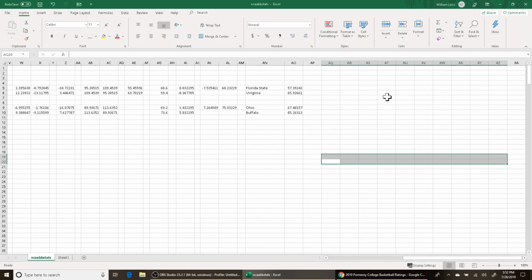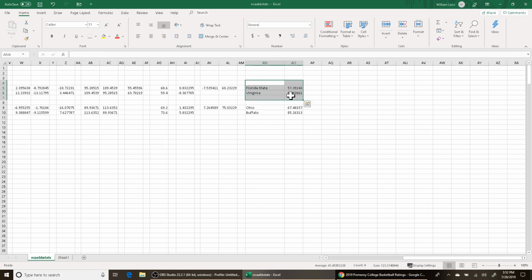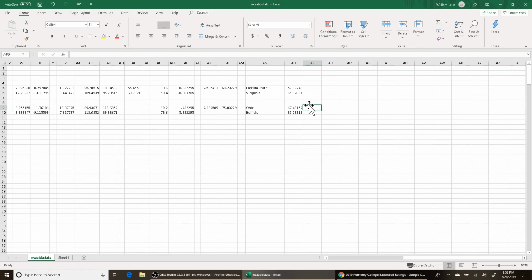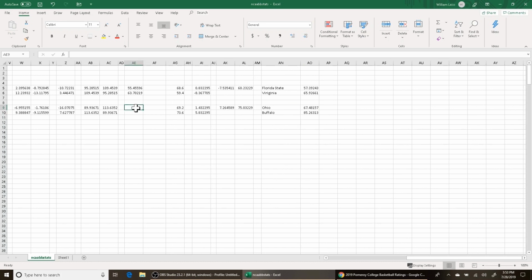Also, I want to point out that none of these expectations factor in home advantage. Now, Florida State and Virginia played on a neutral floor, but this game right here was played on Buffalo's home floor, so I didn't factor in home advantage here. That's something you can calculate on the side. Basically, to calculate home advantage for efficiency, you would just take every team's away stats and every team's home stats and find the difference. Let's just assume here that home advantage is worth 2% on each side of the equation, right? So we're going to take these expected efficiencies here for Ohio and Buffalo and add 2% to each side.